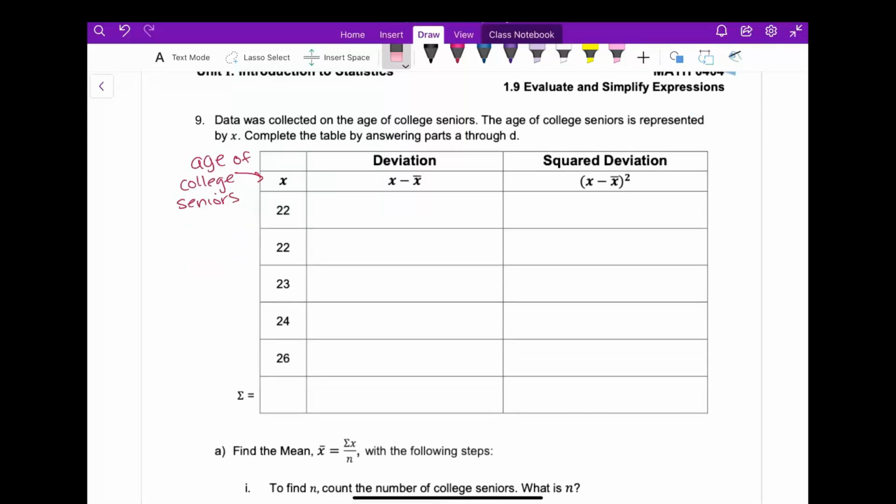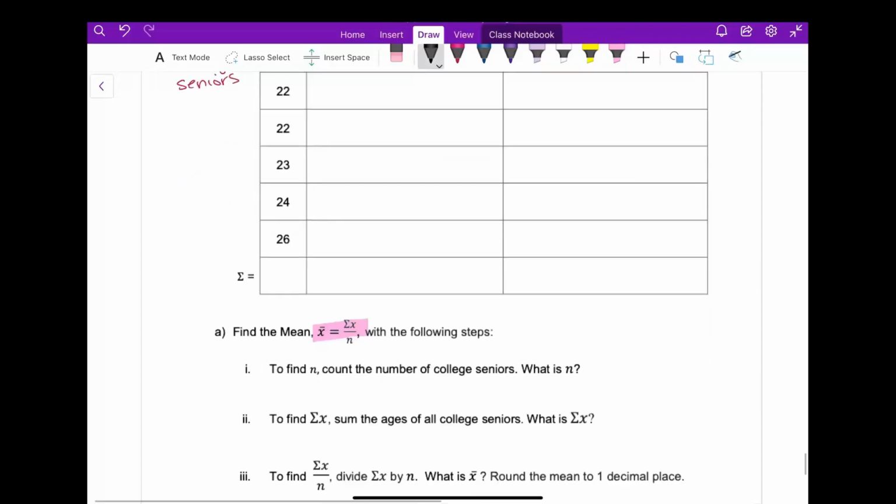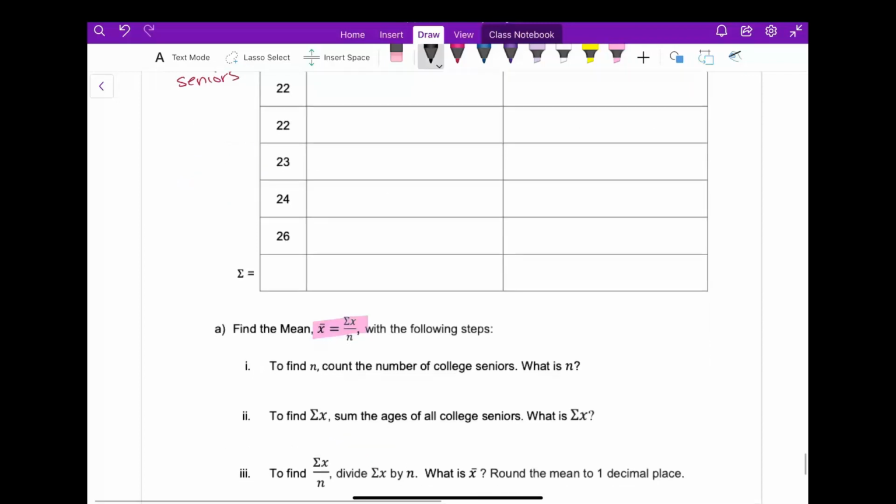And we have some new symbols. This is how you find the mean. Now we have to learn how to read through this, and you already practiced a little bit of this on the previous example. So this is X bar. That's how you read that. This is going to be the sum of X, and this is just N, right?